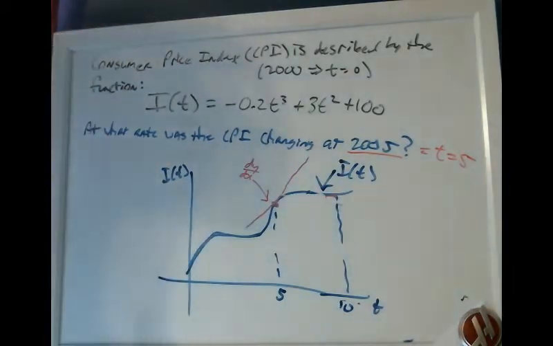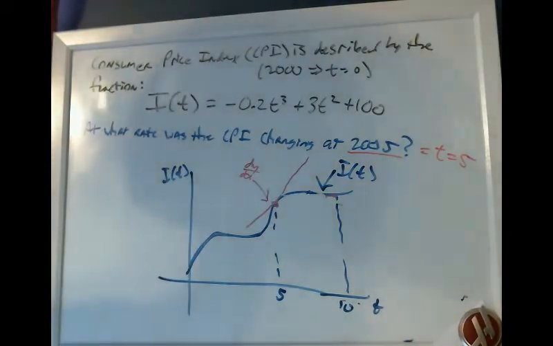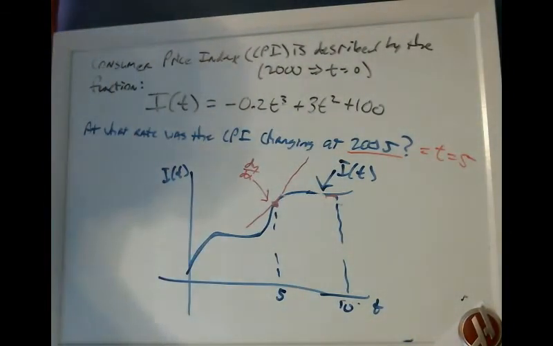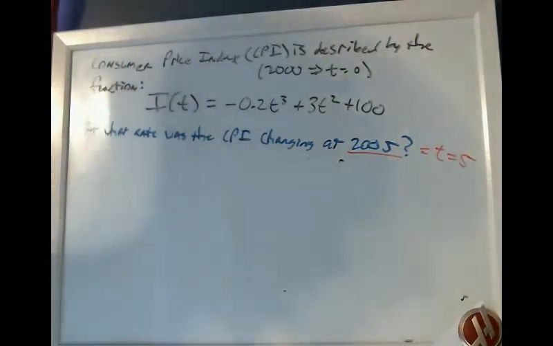Remember, anytime in a problem where it asks for a rate of change of any kind at just one moment in time, you're going to be taking the derivative. So, instead of using the original function like we did last time, we're going to change it up and we're going to have to find the derivative.